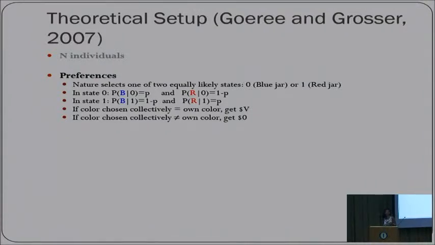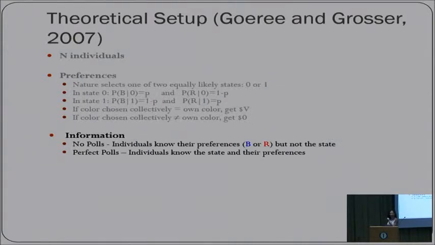Okay? The information that we're going to consider here is a situation where you have no polls and a situation where you have perfect polls. And in a minute, I'll actually introduce even an extra one of actual polls. So in the no polls case, individuals only know their own preferences. They know their own colors, but not the state. In the perfect polls situation, you know precisely the jar that had been selected. Okay, so you know whether the red jar or the blue jar had been selected.